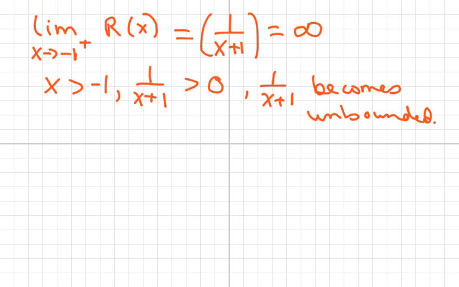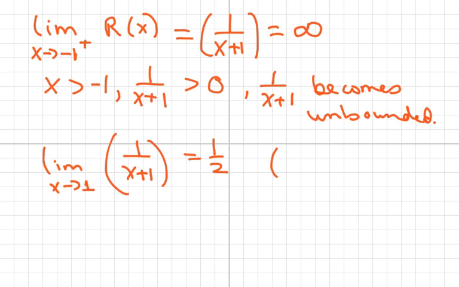All right. There's also a hole when you plug in 1, so we're taking the limit as x approaches 1 of 1 over x plus 1. And once you plug in 1, you get 1/2. So there's a hole at 1 comma 1/2. Okay, so I'm going to graph this. When I graph it, I know I have an asymptote at negative 1, and I have a hole at 1, 1/2.